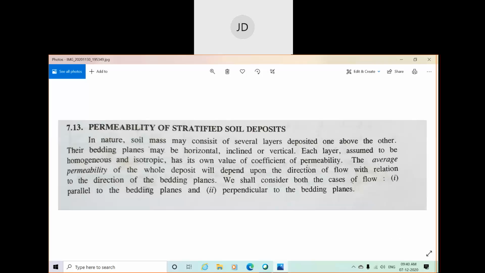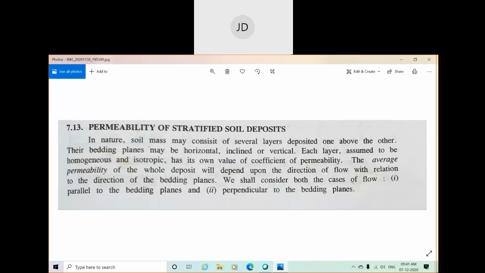About homogeneous and isotropic, I think you already got this in basic civil engineering. Homogeneous means made of the same material, and isotropic means having the same property or elastic property in all directions. Or you can say having elastic property constant in all three mutually perpendicular directions. It's called isotropic. So an individual soil layer has its individual soil property along with coefficient of permeability.